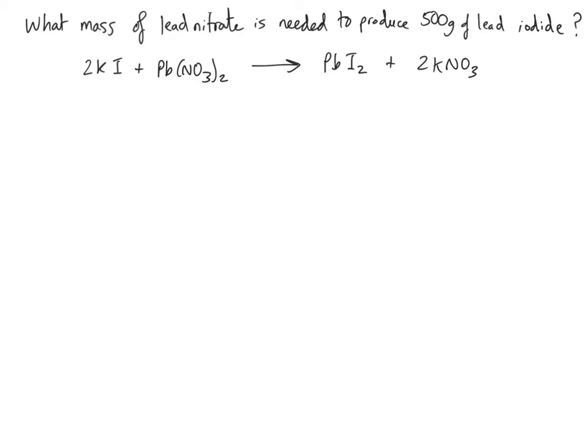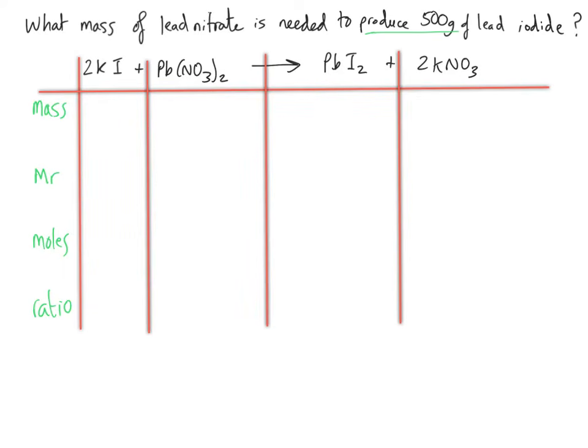Namely, we've been asked what mass of lead nitrate, this reactant, is needed to produce 500 grams of lead iodide. So we're looking at making 500 grams of this lead iodide. And so if we construct our grid as before, we can start to put our data in. So our target is 500 grams of lead iodide, and our unknown is what mass of lead nitrate we need. And so our redundant columns are these two here.